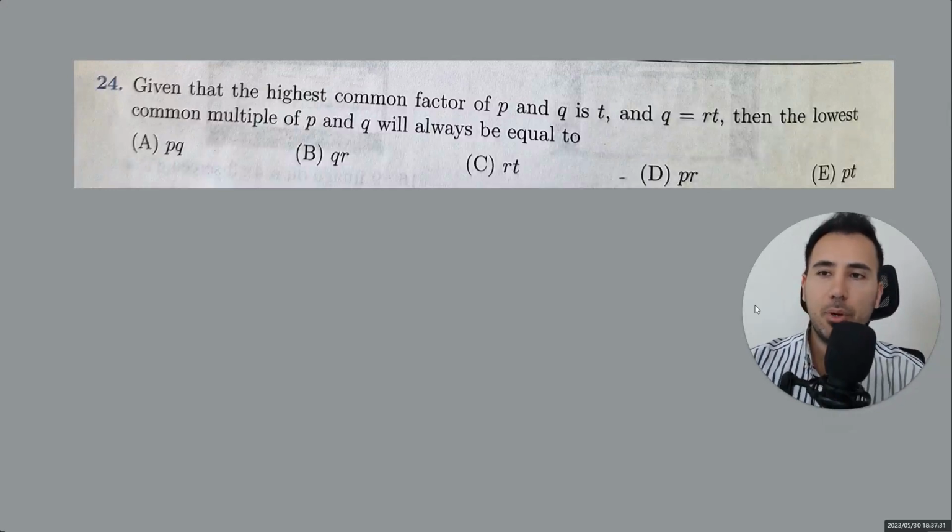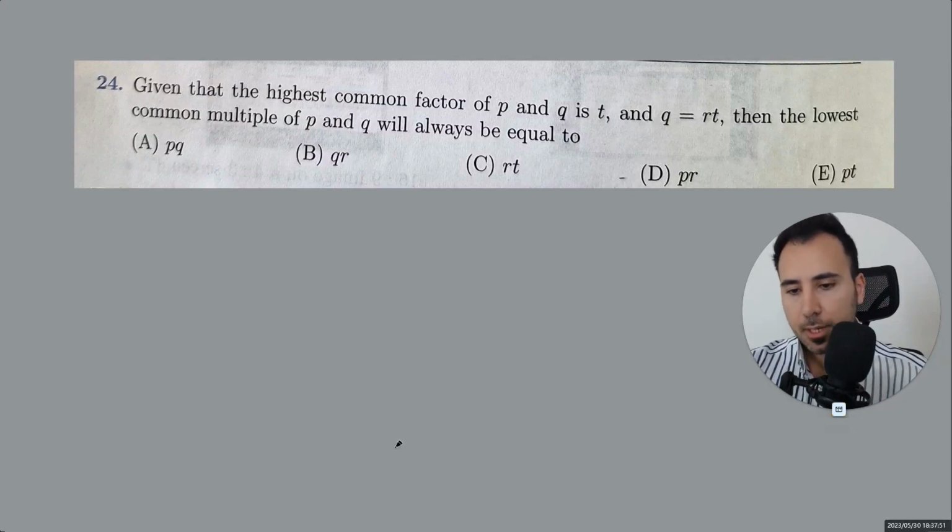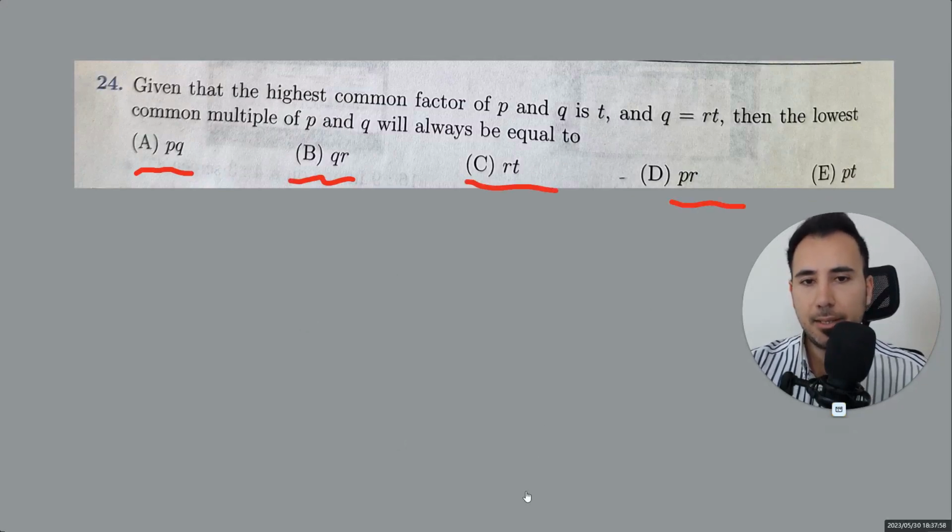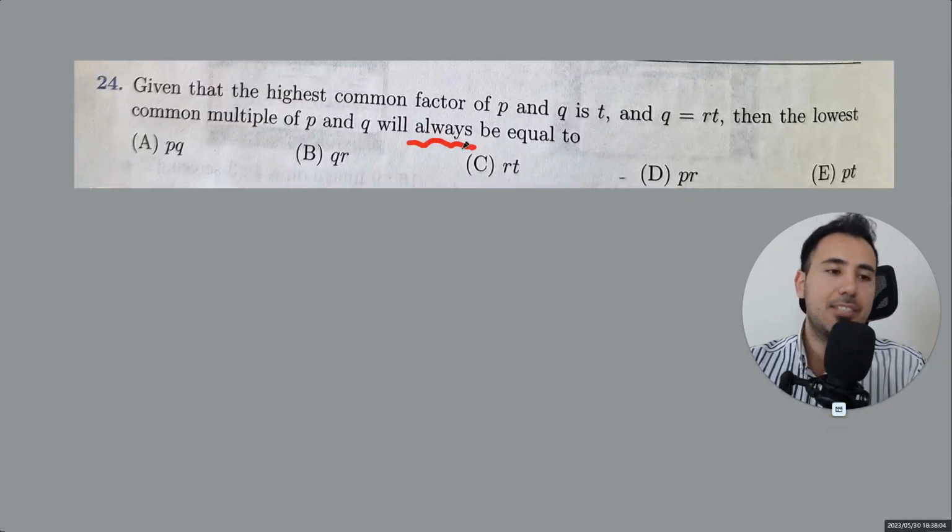Question 24. Given that the highest common factor of P and Q is T, and Q equals RT, then the lowest common multiple of P and Q will always be equal to what? Okay. Don't forget you're doing the test, so you have the options available. And also, it says always. That means for any numbers, it's like that.